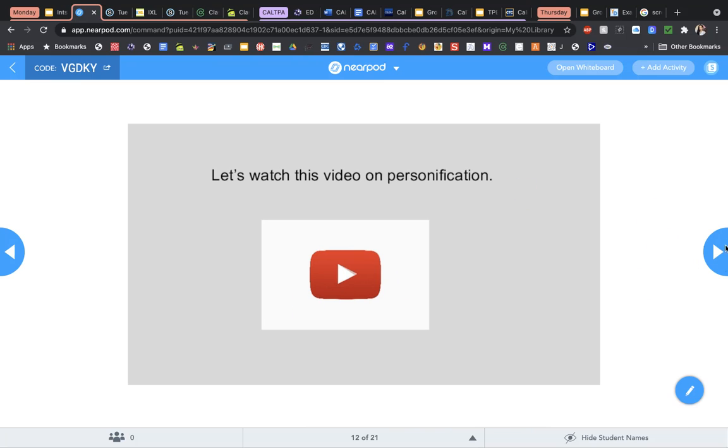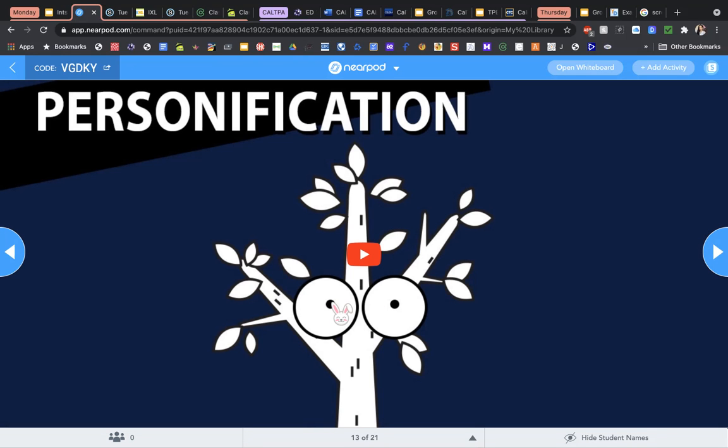Okay, so we already watched this video on personification last time. We're not going to watch it again, but I just want you to remember that there was an example in here that talked about the wind howling. That's why this tree has an eyeball on it, because they were personifying it and saying the wind was howling in the night. Howling is an action verb that a human could do, and it's a human characteristic.